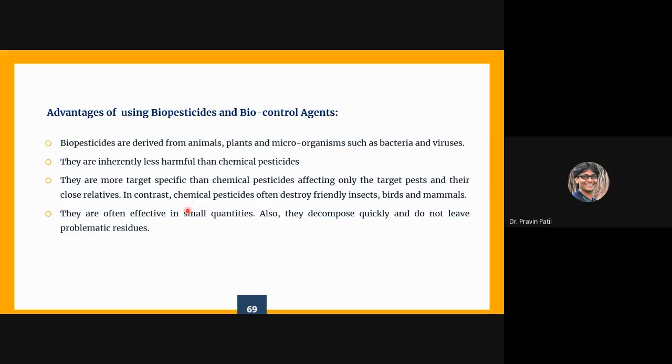So what are the advantages? They are more target specific than chemical pesticides. When you look into the types of biopesticides, you will understand that they are very specific, because they are natural. They are actually not pesticides. They are just carrying out their natural phenomenon. They are killing their host, but eventually their host is our enemy. That is why they are very specific. They won't eat any other host. They have very high specificity, and that is why these biopesticides are highly specific.